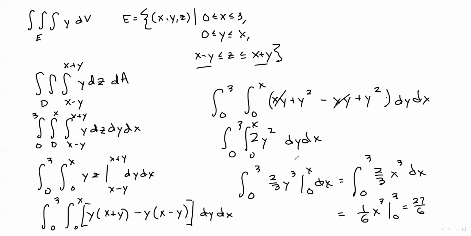Hold on there. Yep, I made a mistake. This is why you have notes, right? The antiderivative, that's going to be x to the 4th. So we're going to have 1/6 x to the 4th, 0 to 3. Get 81/6, 27 halves. Okay. Let's try another.